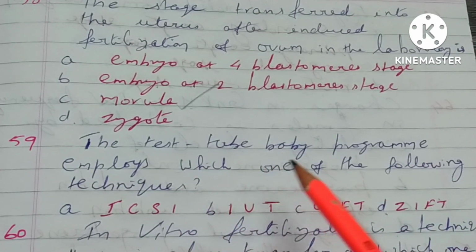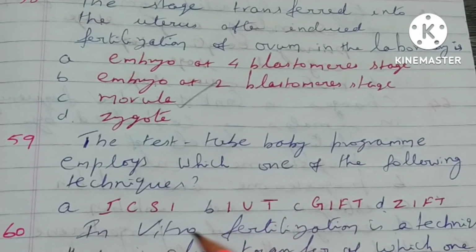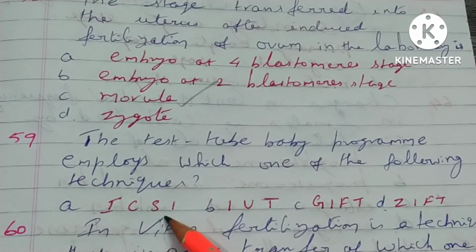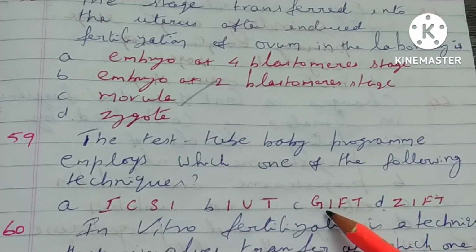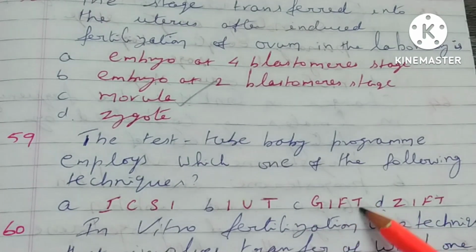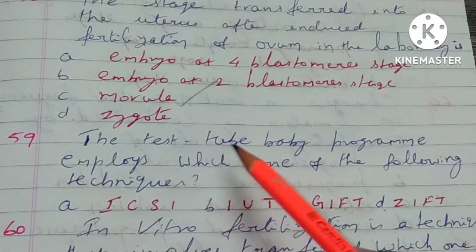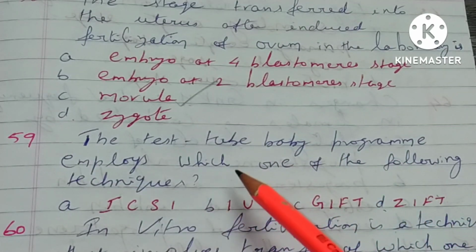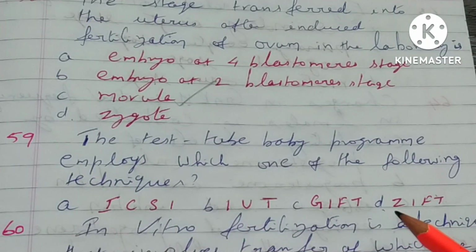Next one, the test tube baby program employs which one of the following techniques? Option A, intracytoplasmic sperm injection. Option B, intrauterine transfer. Option C, gamete intrafallopian tube transfer. Option D, zygote intrafallopian tube transfer. The test tube baby program employs zygote intrafallopian tube transfer, option D.